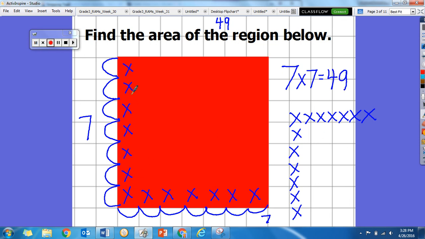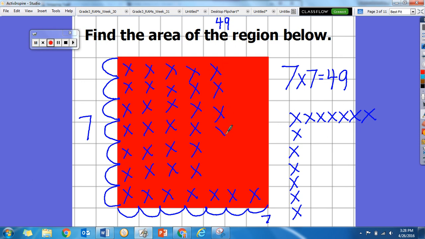Now, that would mean that we had 7 down and 7 across each time. So there would be 1, 2, 3, 4, 5, 6, 7, repeated for each row. So there's 7 down and 1, 2, 3, 4, 5, 6, 7 across each time.